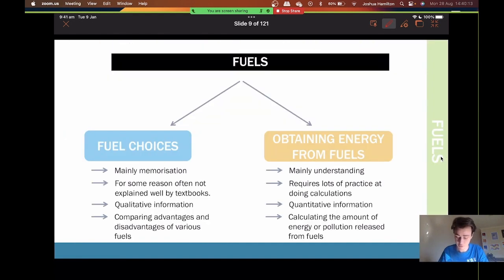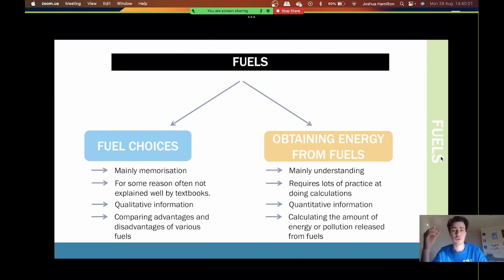So we'll jump in. We'll start off with fuels. What's important about fuels is it's broken into 2 main parts: your fuel choices and your obtaining energy from fuels. Your fuel choices is the memorization side of things. Your obtaining energy from fuels is your calculation-based part, your quantitative information. It's all about how you actually apply these concepts in a question.